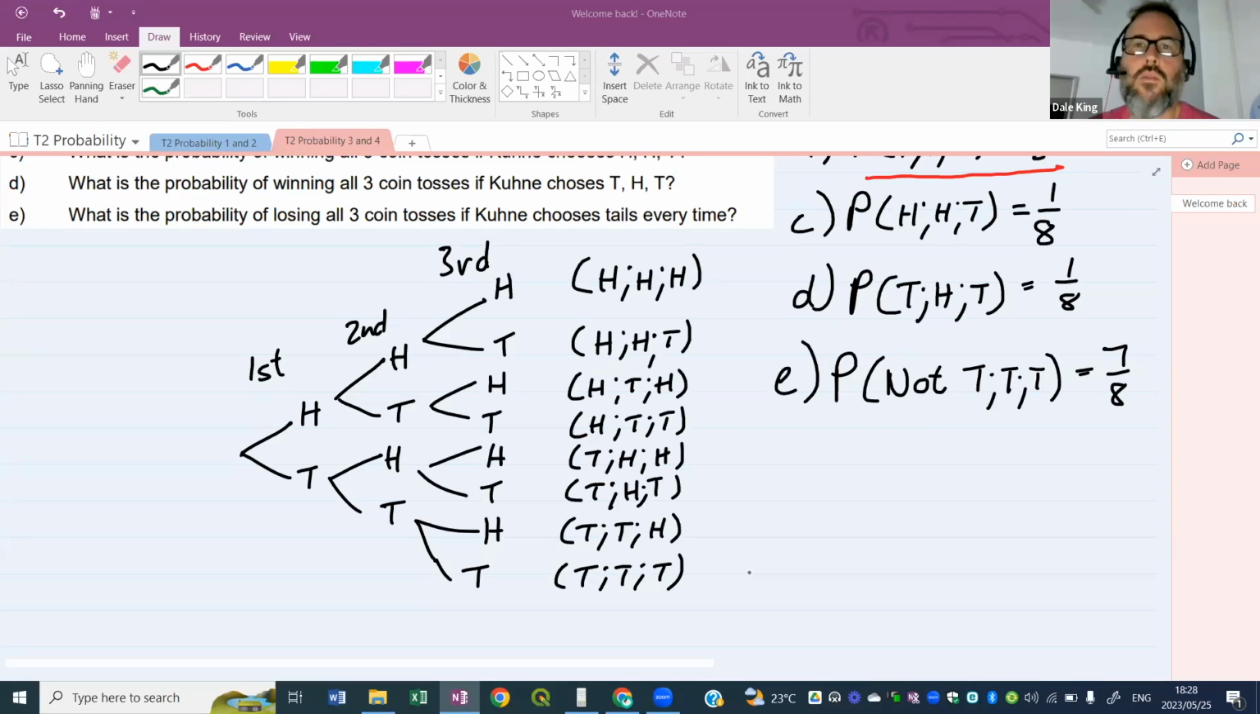this is not right. Let's read the question again. Check it out. What's the probability of losing all 3? How do you lose the coin toss? Well, because this guy chooses tails. So what will give him a loss if he gets heads every time? Oh, I've misinterpreted the question, guys. Oh.